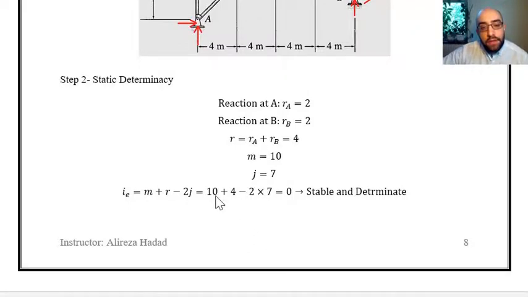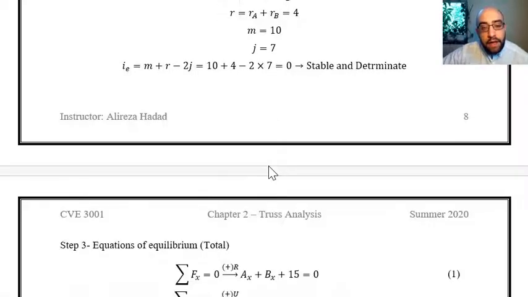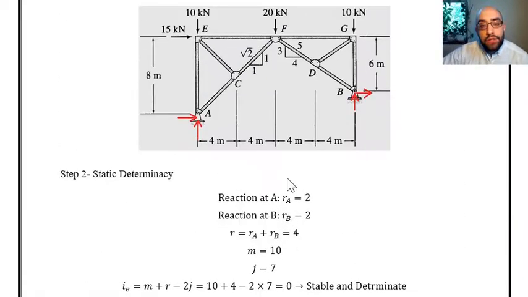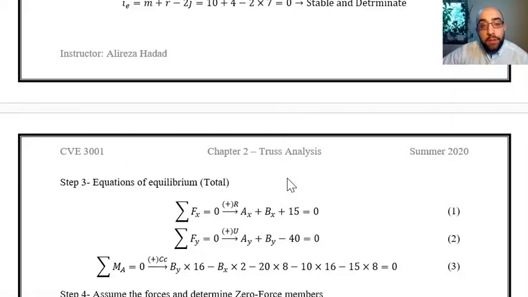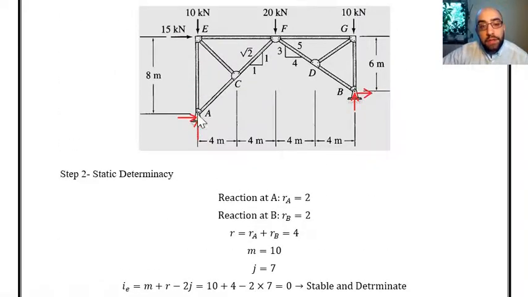Putting all of these values in this equation, you can see the final value for I is equal to 0, which means that the truss is stable and also determinate, which means that we can use the equations of equilibrium for solving the truss and finding all the forces in the members of the truss. So let's move forward and write the equations of equilibrium for the whole truss, because I want to find the reactions that we have over here.